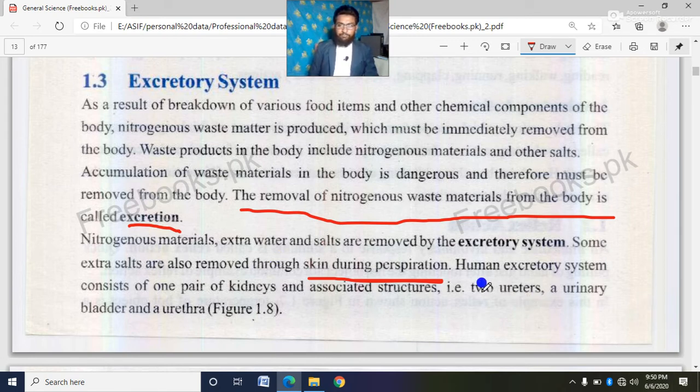Dear cadets, the human excretory system consists of one pair of kidneys and associated structures. What are the associated structures? These are two ureters, a urinary bladder, and a urethra. These three components are associated with the kidneys.